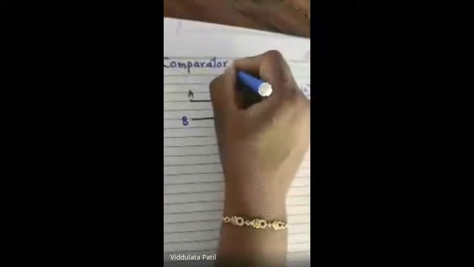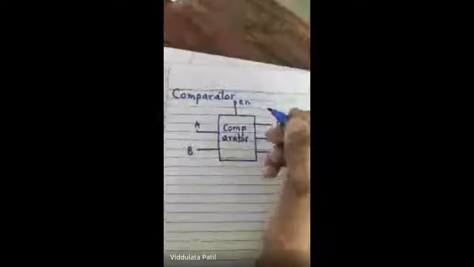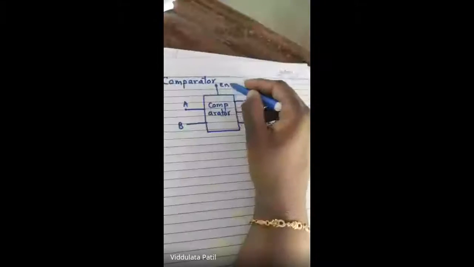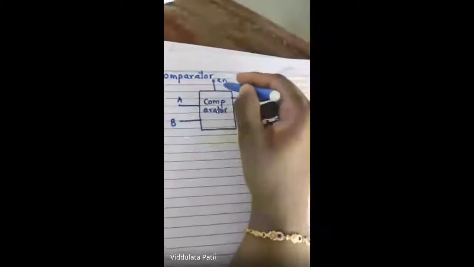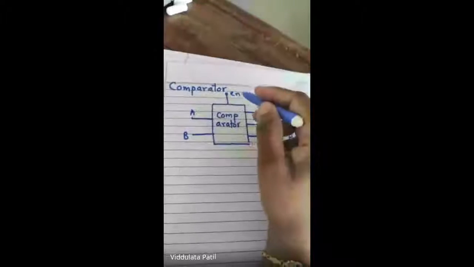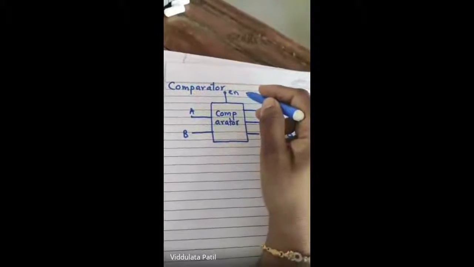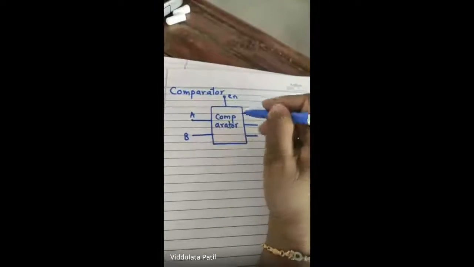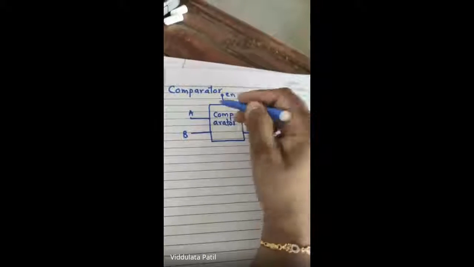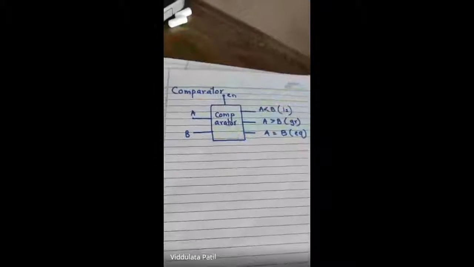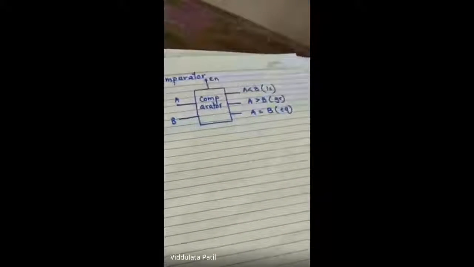Now let us have one more input, that is enable. What will this enable do? Whenever this enable signal is active high, only then we will get the output. Otherwise, if enable is 0, then we will not get the output. That means it will be enabling this circuit. So this is just one addition that I have done in the comparator circuitry. So this is an enable input pin.